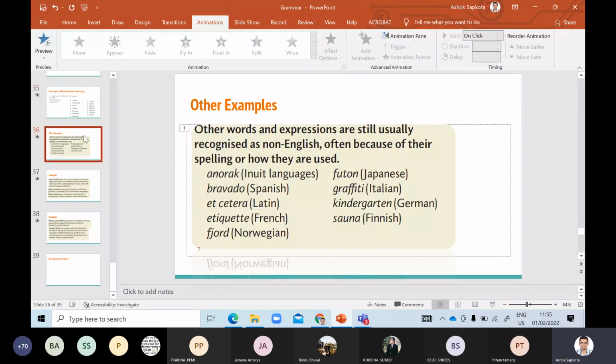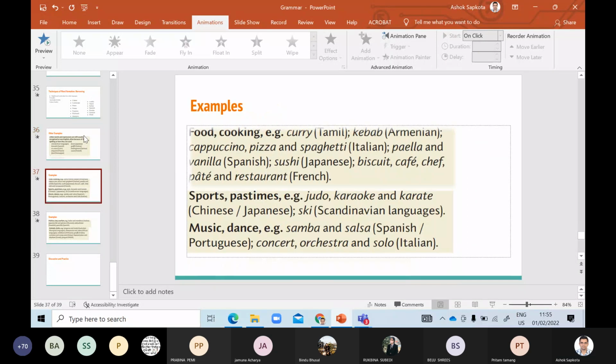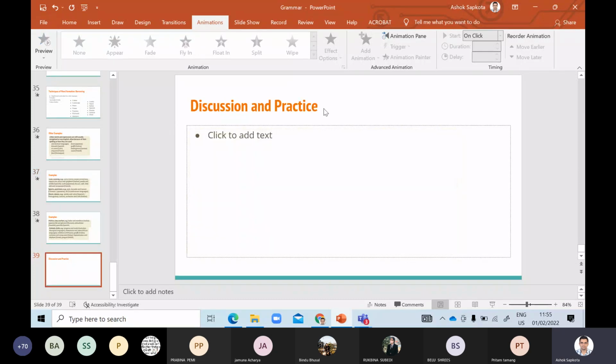When we come to this one, there are other examples also that we have been using in English, but the words have been taken from different languages. Likewise, even in the thematic classification, the words that we use in food and in other different forms, we often find taken from other languages also. Likewise, we say sports, Chinese, and others.